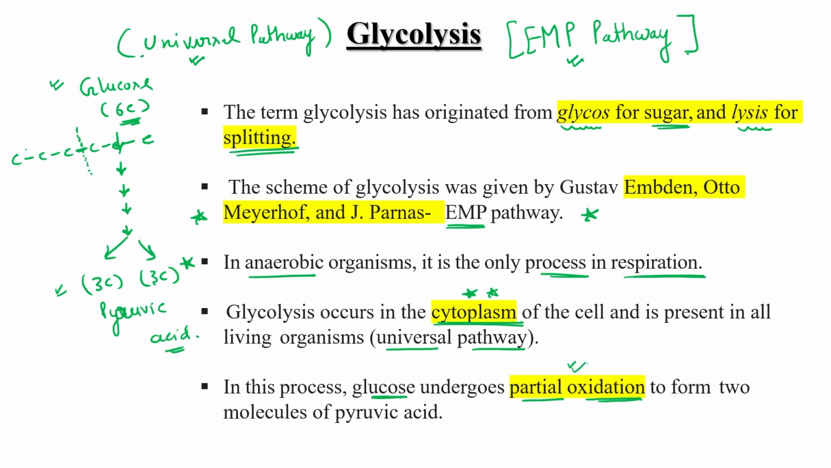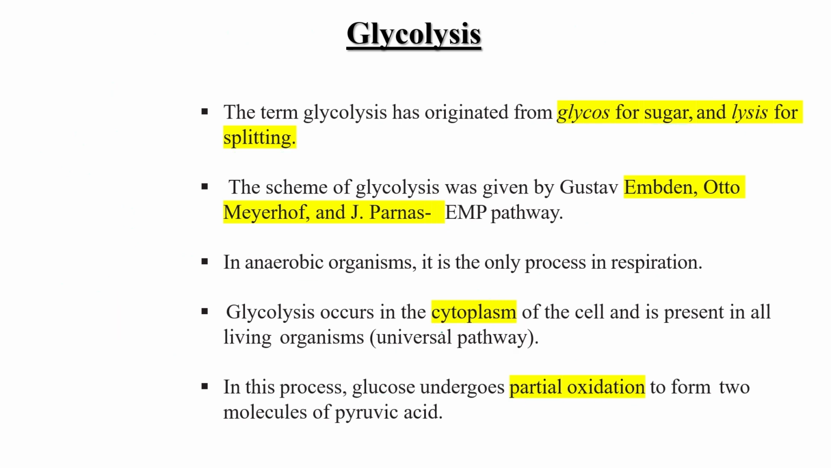If breakdown of all the bonds occurs, that time we can use the term complete oxidation, and complete oxidation requires mitochondria, because other pathways after glycolysis, like the Krebs cycle and ETS pathway, require mitochondria. Okay, clear? So that's why we can use the term partial oxidation. Partial oxidation of glucose occurs in glycolysis.